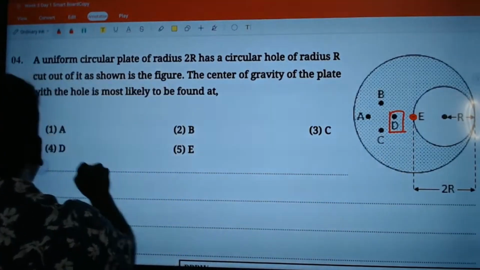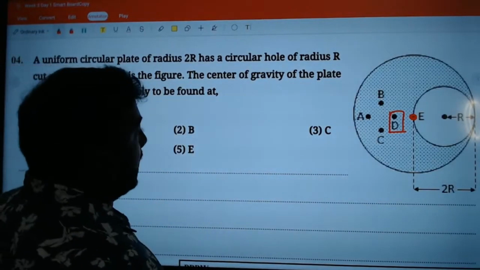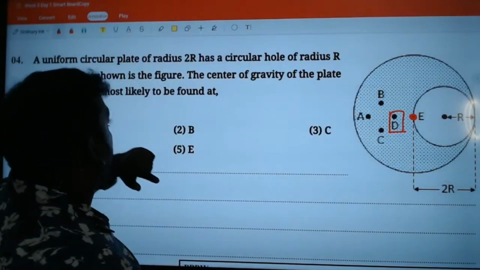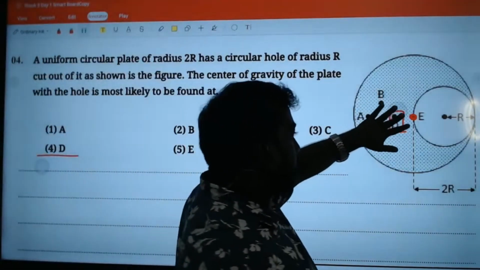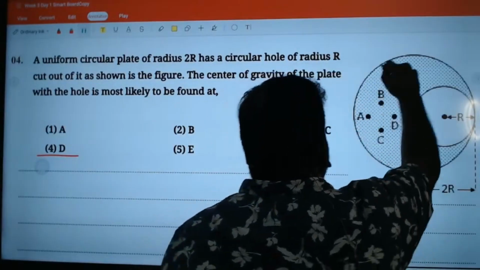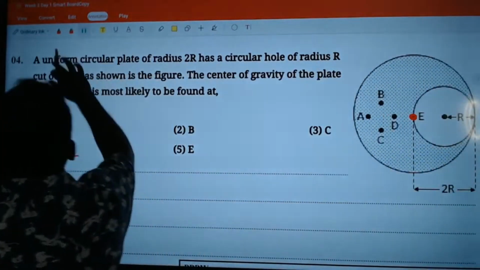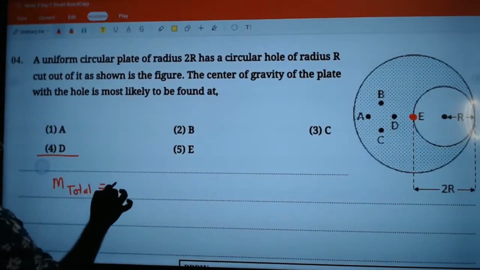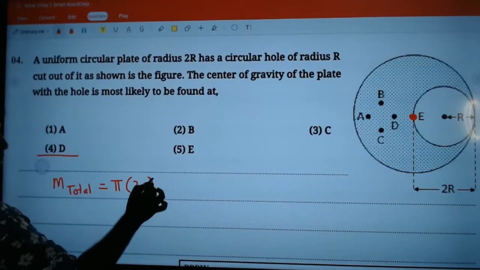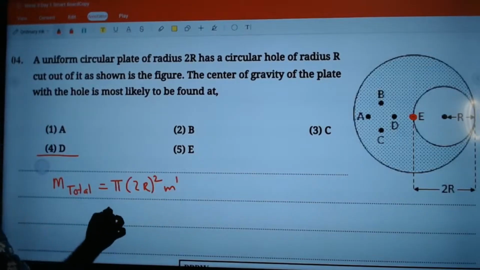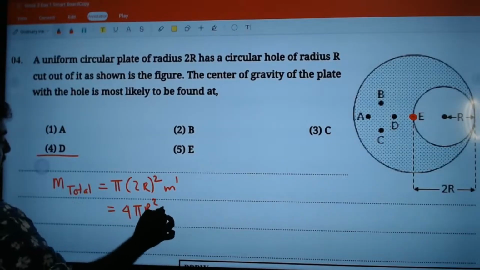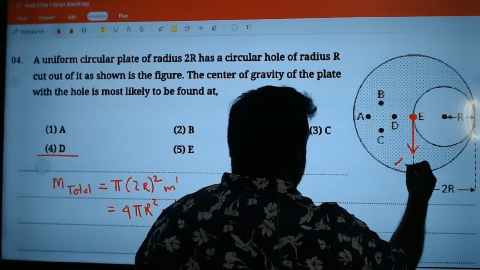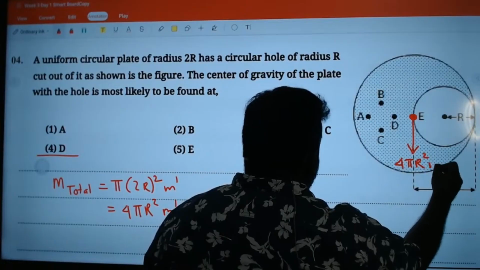Answer D. But if you want to mathematically solve this, well, mathematically solving this is slightly tedious, but anyway I'll do it for you all. If you look at this carefully, if you take the full plate before cutting it, total mass pi 2r squared into m dash, 4 pi r squared m dash. So where is 4 pi r squared m dash acting? Here you go. 4 pi r squared m dash into g.